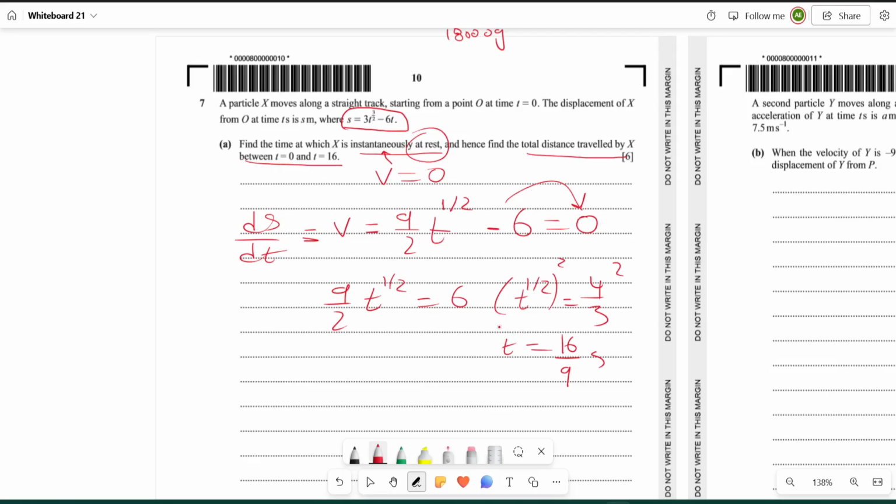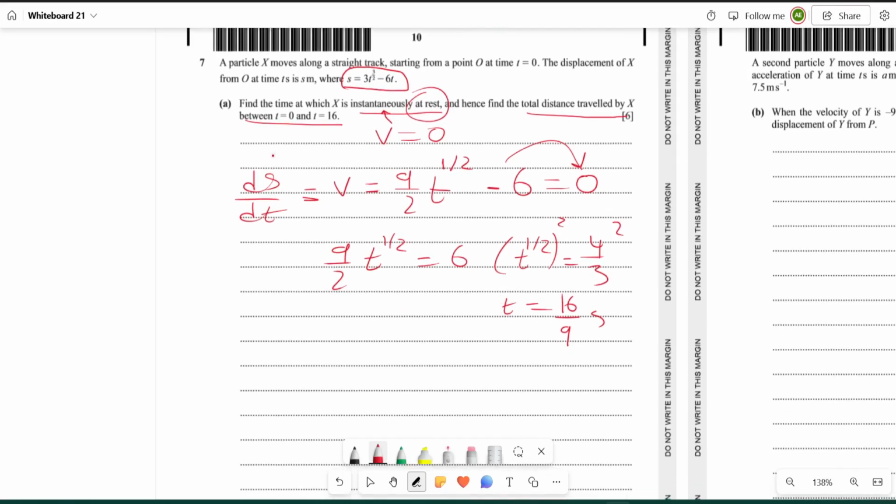Now, the second part of the question tells me to find the total distance traveled between t equals 0 and t equals 16. Here you have to take care. If you think, okay, I already have the displacement, why don't I get the displacement at t equals 0 and t equals 16 and then subtract them? That's how I will get the total distance.